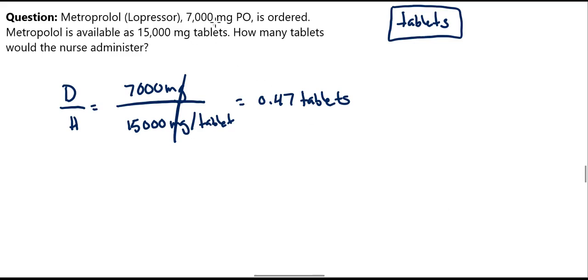But that matches up with what we were talking about just a second ago. The amount I have is twice as much, or a little more than twice as much as I need. So I would have to cut this tablet in half to get what I need, or more specifically, I'd have to cut it to 0.47. But there we go. Let's see if we can find another good one.